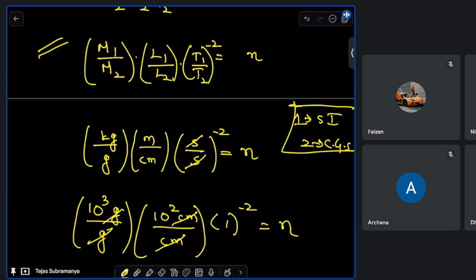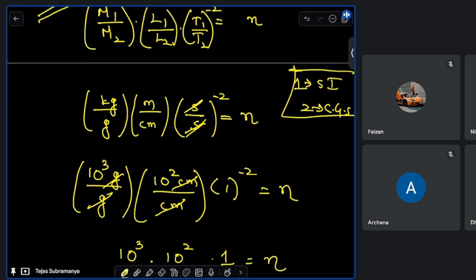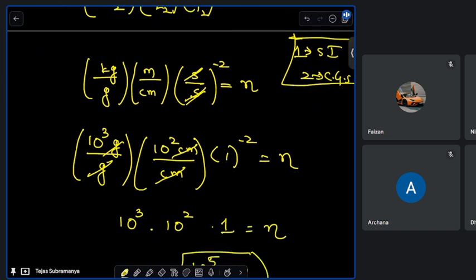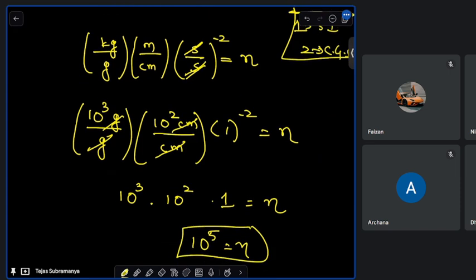Now I realized in the third bracket, S and S get cancelled. This gives me an idea. I'll try to convert the other two brackets also in terms of the same quantities. It's possible. 1 kg is 1000 grams, so I write 10 to the power 3 grams by grams as it is. 1 meter is 10 square centimeter. I write that. Fortunately, the centimeter got cancelled. Gram and gram got cancelled.